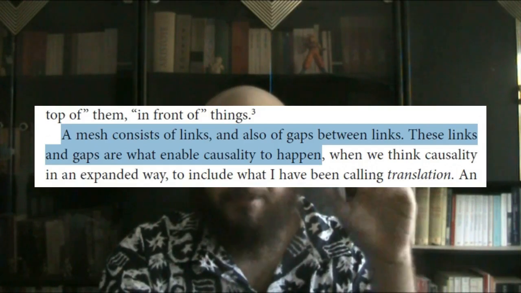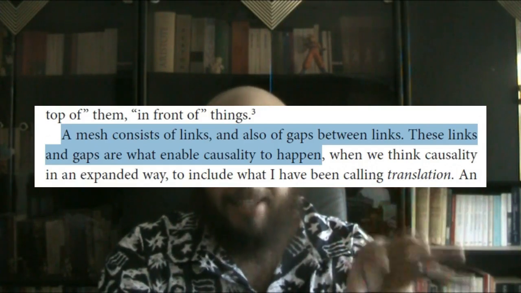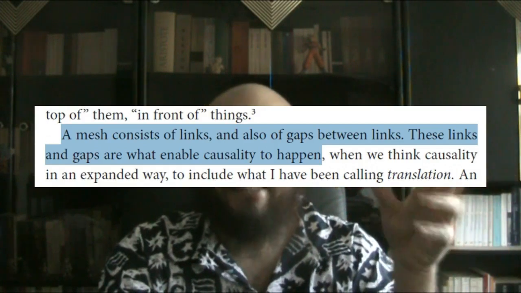And so the mesh that kind of floats in front of them allows them to connect with the rest of the objects. You know, them means objects here. So a mesh consists of links and also of gaps between links. These links and gaps are what enable causality to happen. So when the causality happens, when objects connect to each other through the mesh, you can think of it as the linker between things.